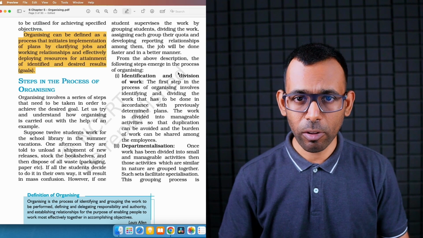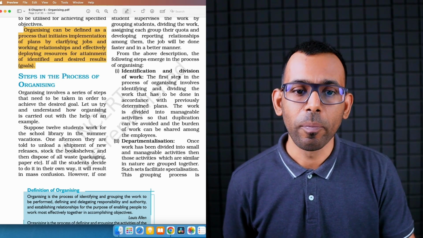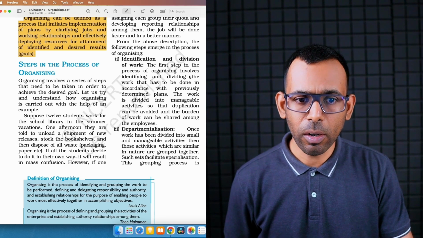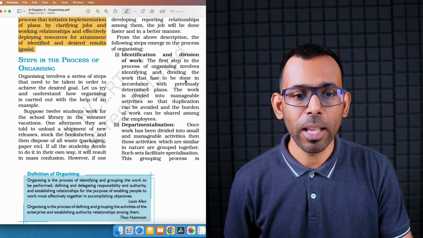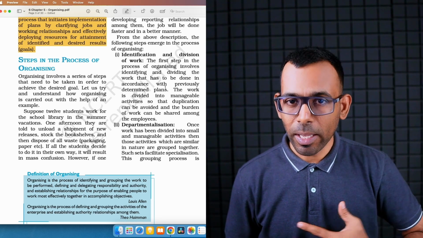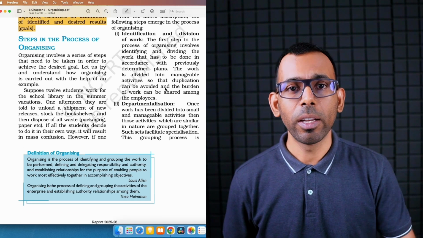I have to hire a lot of people. I have to create a lot of roles. Then it goes on and on. So that is identification and division of work. The first step in the process of organizing involves identifying and dividing the work that has to be done in accordance with previously determined plans. Now, in my case, I keep things very simple, but I also definitely have to identify the work.